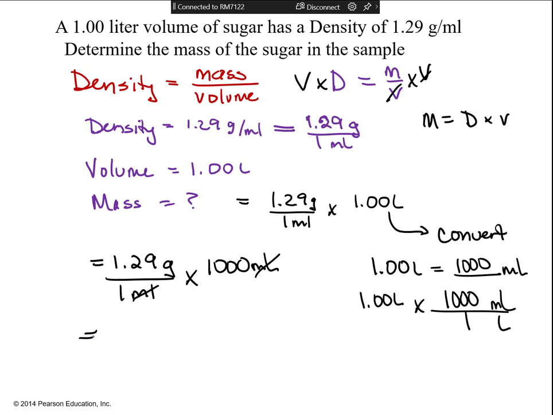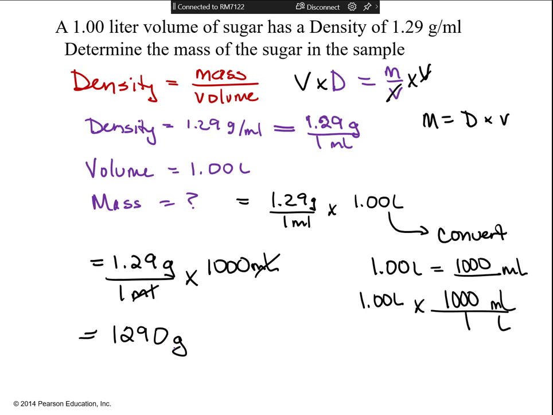What do I have to do? Just multiply them. 1.29 times 1,000 is 1,290. What's my unit? Grams. It's the only unit that's left, so my unit is in grams.